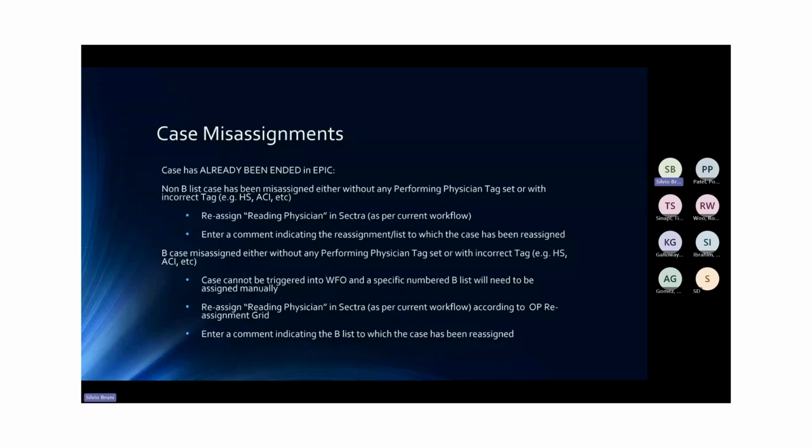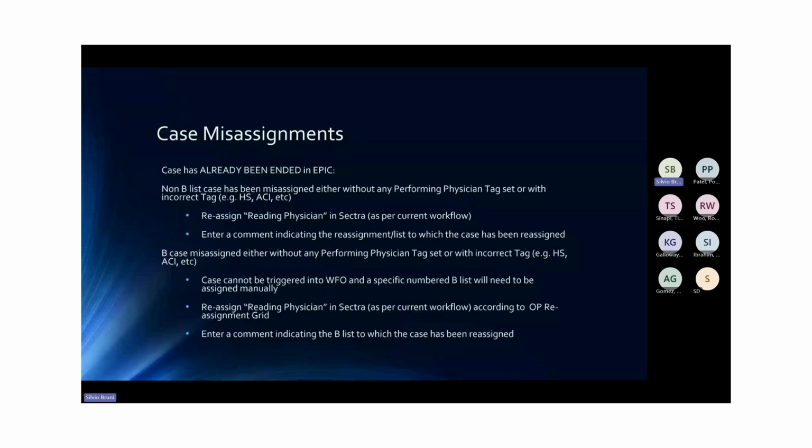But appreciating that obviously the CT department can be a very hectic and distracting environment, it's inevitable that occasionally this will occur. So I just want to go over what to do in the event that a case has been misassigned. And again, this will vary depending on whether the case has already been completed in Epic or whether it's still in progress. So first, let's go over what to do when a case actually has been already ended in Epic.